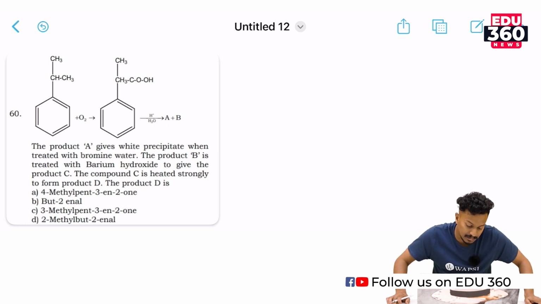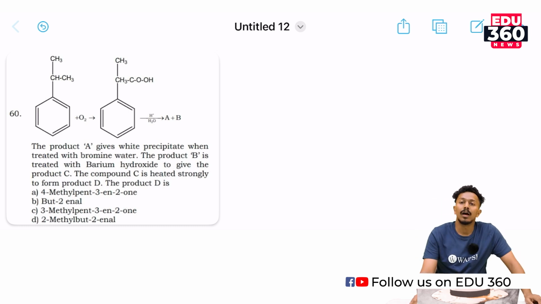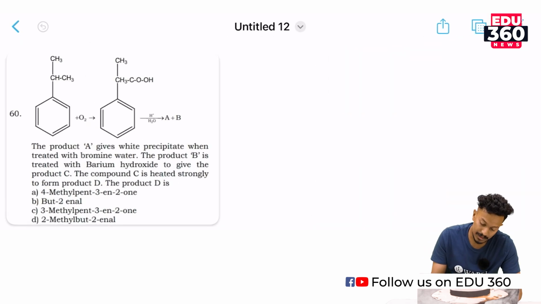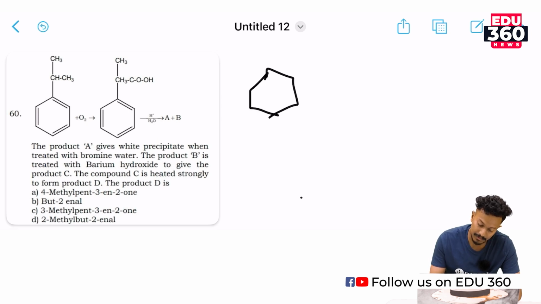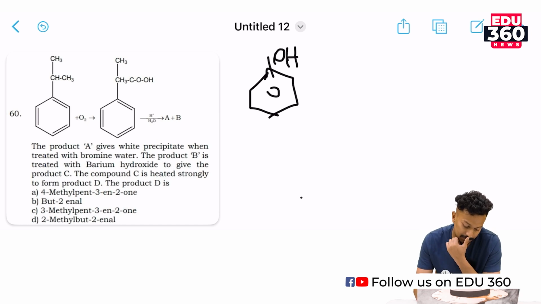The product B is treated with barium hydroxide to give the product C. The compound C is heated strongly to form product D. They are asking what is product D. We do know that A is phenol, because phenol is treated with bromine. A gives a white precipitate when treated with bromine water.